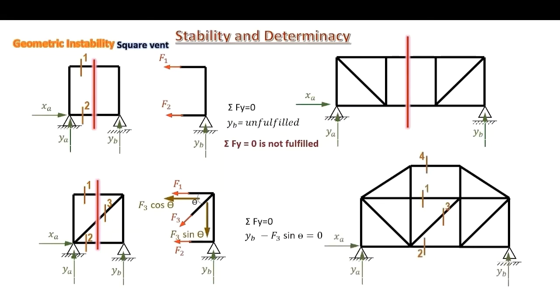Those are our members, and having a vertical cut in those members, we can observe that YB is stabilized with the vertical component of the force in member 3. So we say that the equilibrium equation in the y direction is fulfilled. To sum it up, the upper two trusses are geometrically unstable trusses. The lower two trusses are stable trusses.